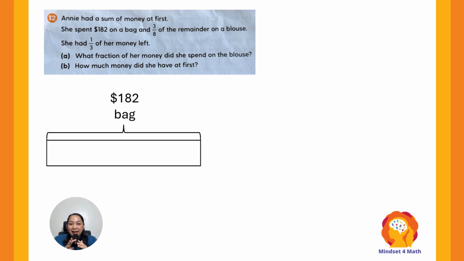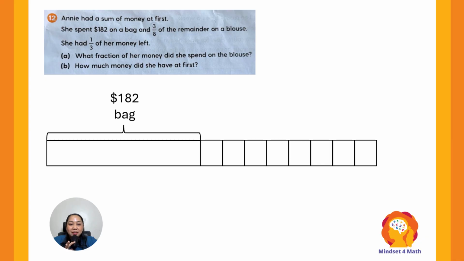Let's start with the bag. Let's draw one long bar and label that $182. That is the cost of the bag. And then she used 3/8 of the remainder on a blouse. So that means we need to put 8 equal units beside the bar that represents the bag. Now, those 8 units there would be the remainder of the money that was left after buying the $182 bag.